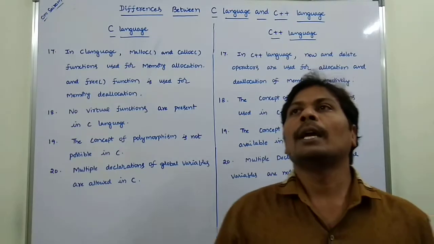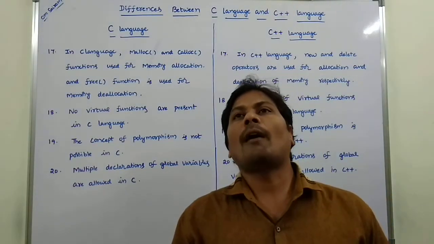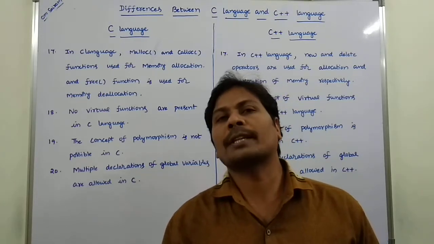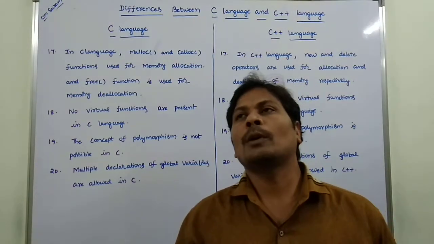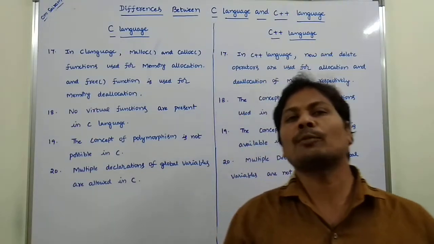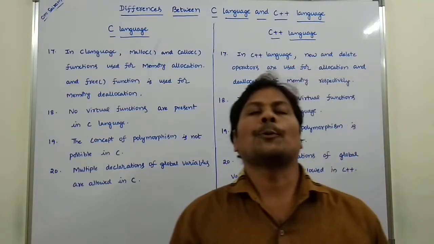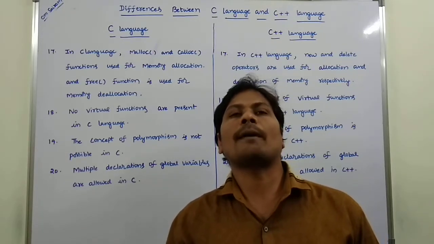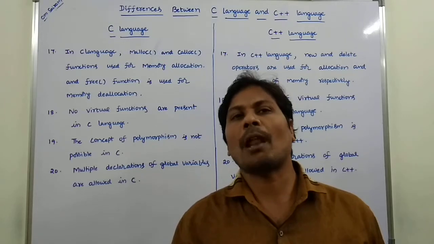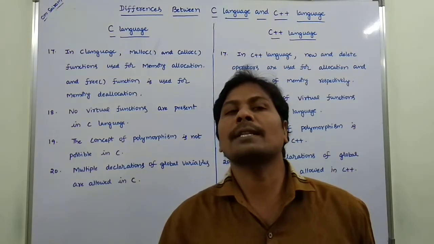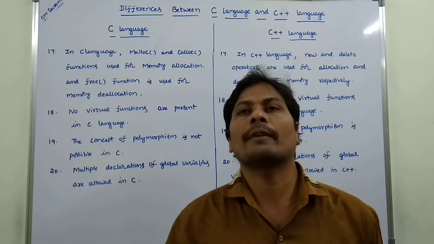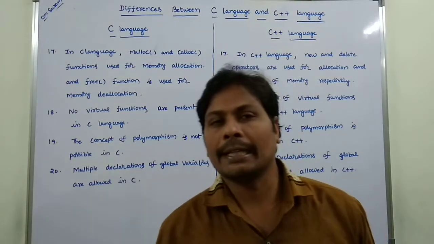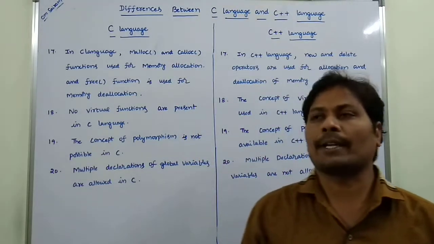Here polymorphism and encapsulation are the 2 important object-oriented concepts. So C++ is an object-oriented language. So these concepts are available in C++ language, whereas C language is a procedure-oriented language. So here we are not using any object-oriented concepts in C language.